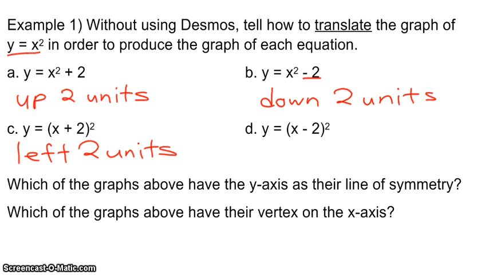So then for part D, we have x minus 2. So we're going to do the opposite of negative, and we're going to move right 2 units.